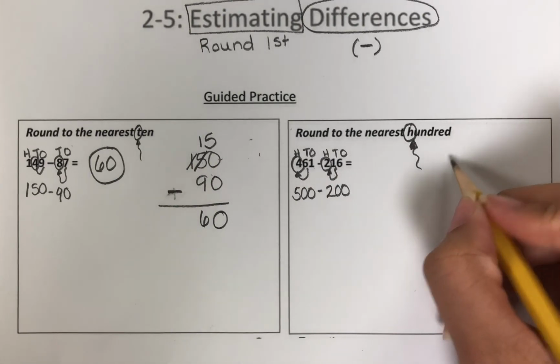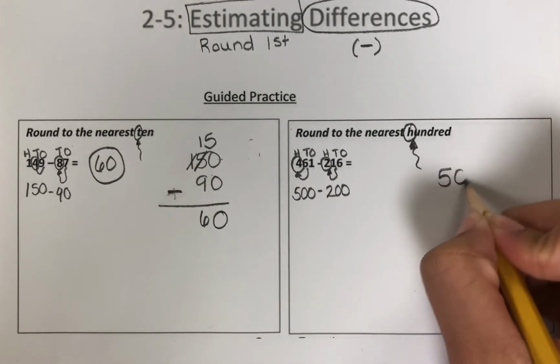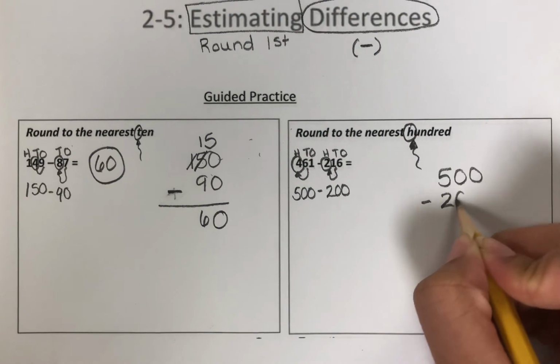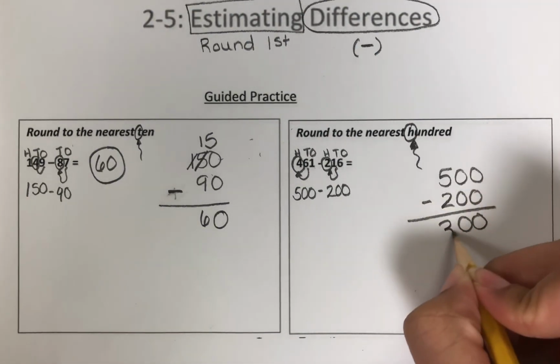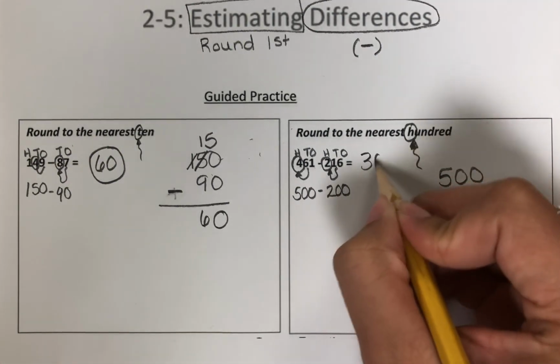So now my new sentence is 500 minus 200. Bring down my 2 zeros. 5 minus 2 is 3. So my answer is 300.